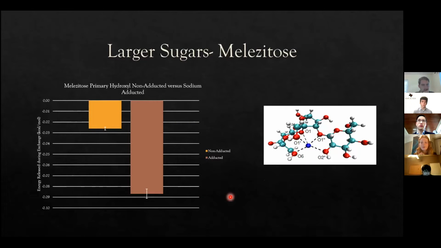So once we had developed these methods, once we developed these applications for DFT using our model sugar, glucose, we wanted to explore larger sugars, specifically maltotriose, which is the sugar that we work most often with in the Gallagher lab. And we saw consistent results here. So again, we have this much greater release of energy when we're looking at these adducted hydroxyls.